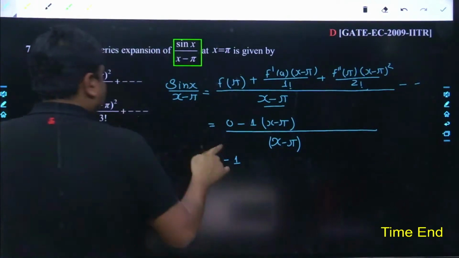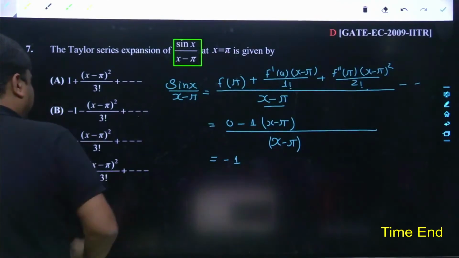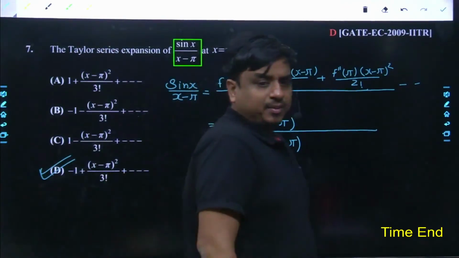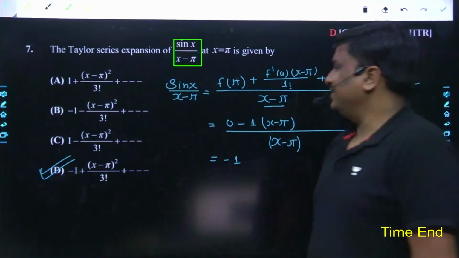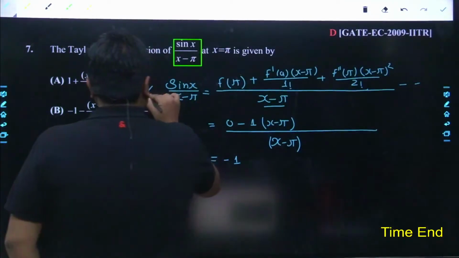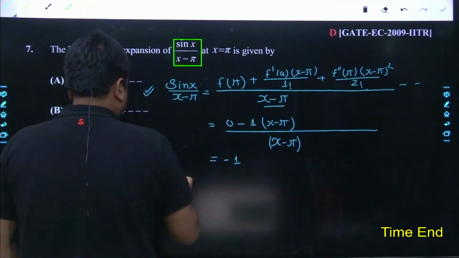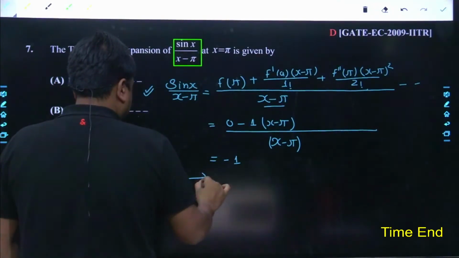And similarly, the next term which we are going to add is x minus pi to the power of 2 divided by 3 factorial. And from here, easily you will be able to crack this problem. So what is the best most answer? D is the best most answer.